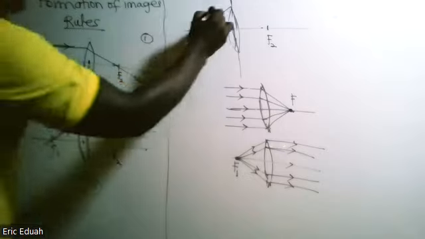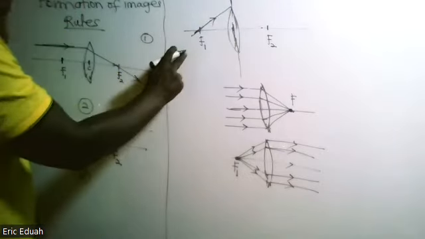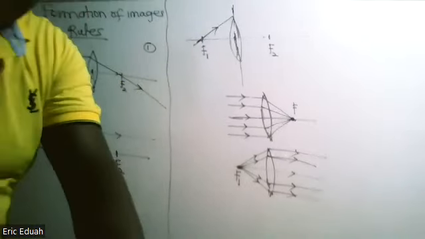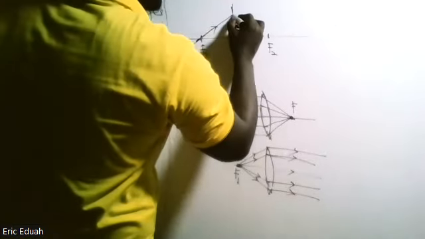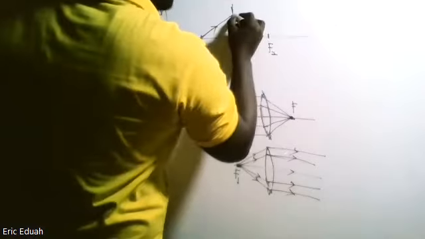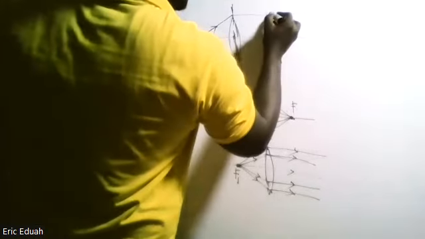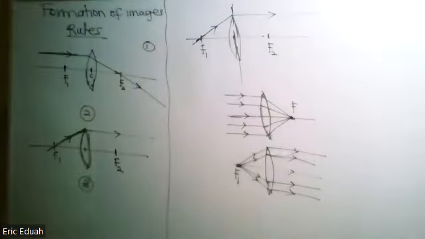So when the ray of light is from or passing through F, after refraction, it has to travel in such a way that it will be parallel to the principal axis. That's the second rule. Okay, the reverse form of this.